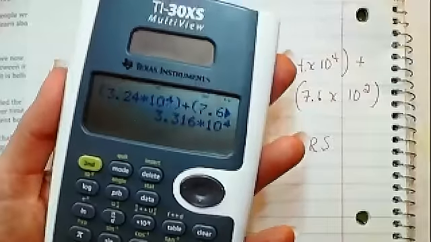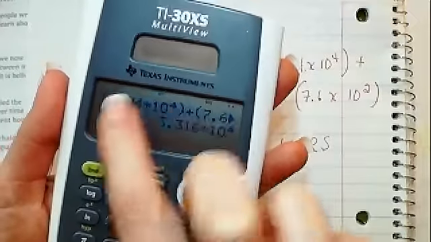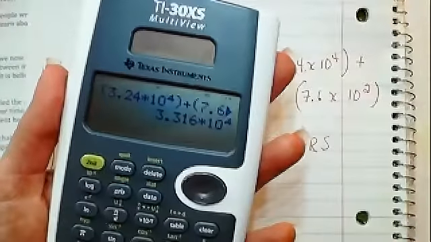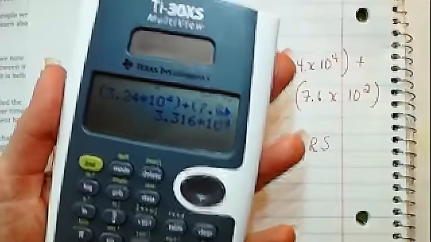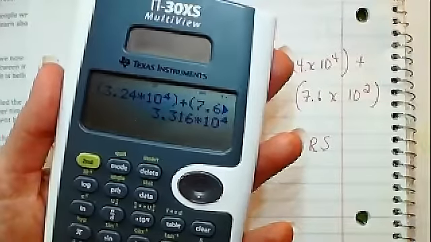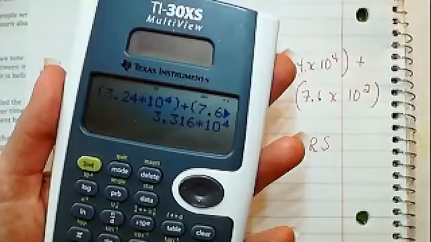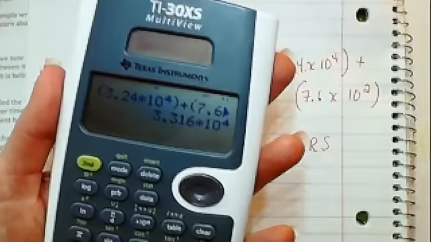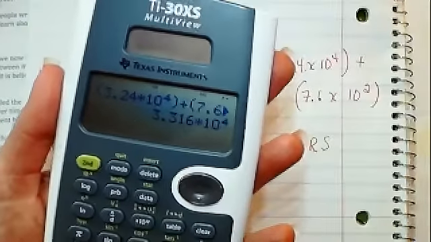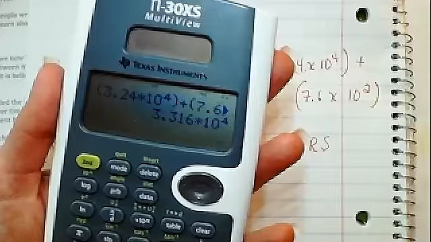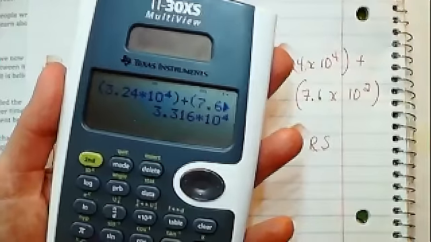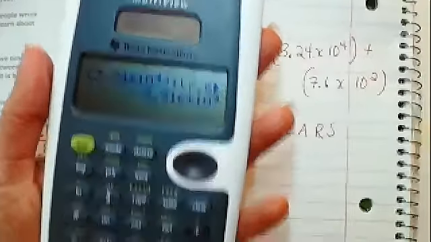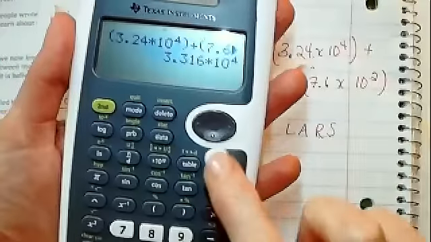Isn't that cool? I can still put that math problem in without my calculator being in scientific notation mode. But when I do that, it's going to tell me my answer is 33,160, which is still okay. That's still a good answer, unless my multiple choice options are in scientific notation. I would have to convert that number to scientific notation. Okay, so hit clear. Let's try another one.